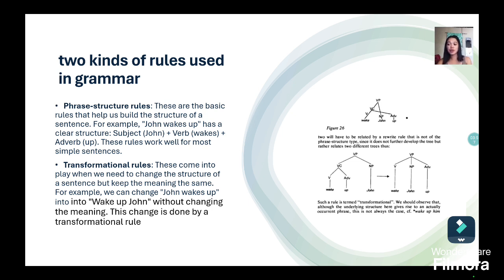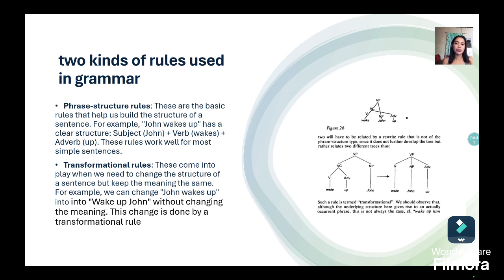The first one is the phrase structure rules. These are the basic rules that help us build the structure of a sentence. For example, "John wakes up" has a clear structure: the subject John, plus the verb wakes, plus the adverb up. These rules will work well for most simple sentences.